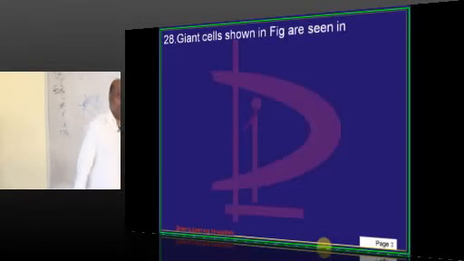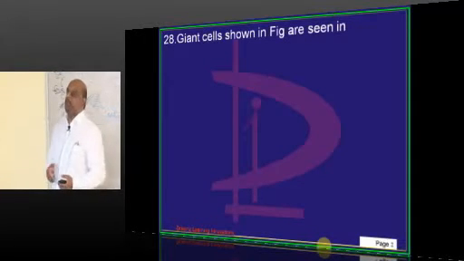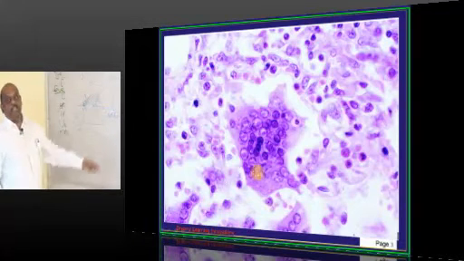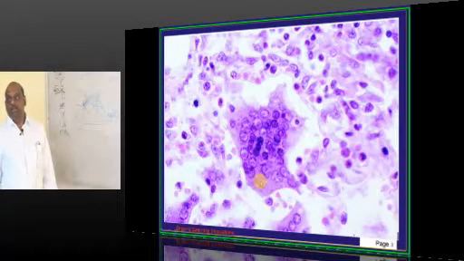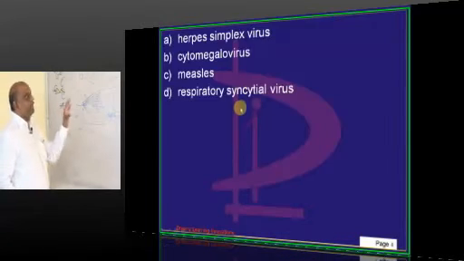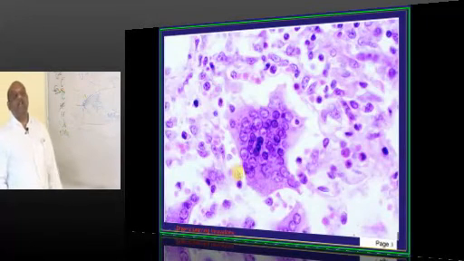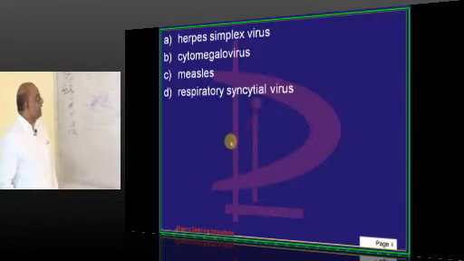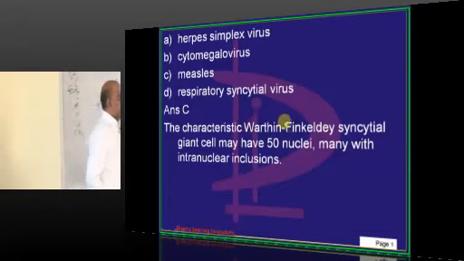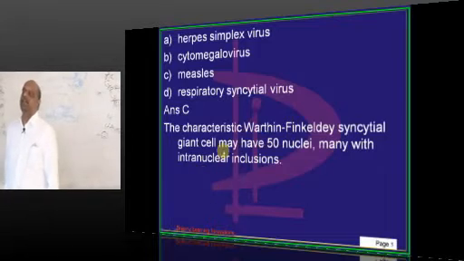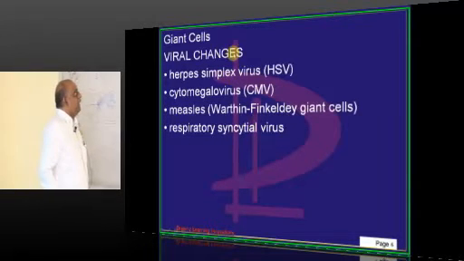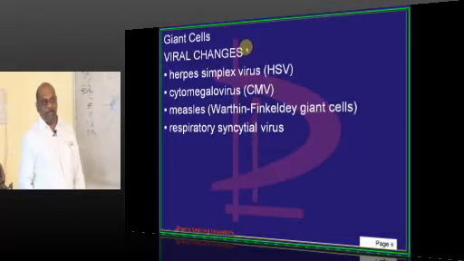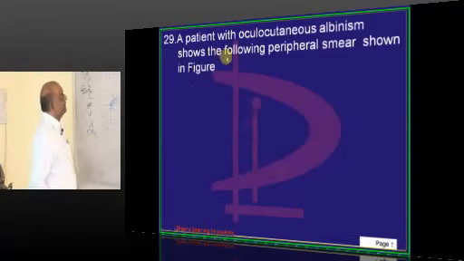Doctor, first take up the image-based questions of today's mock test. You have been shown the inclusion bodies in germ cells. Which viral infection do you find these germ cells in? They are called Warthin-Finkeldey giant cells, which are the classical feature you see in case of measles. So herpes simplex, CMV, respiratory syncytial virus, everything is known to lead to development of giant cells.